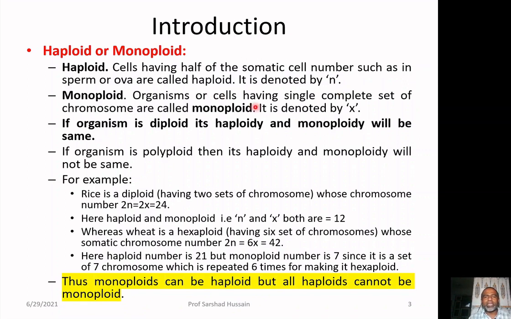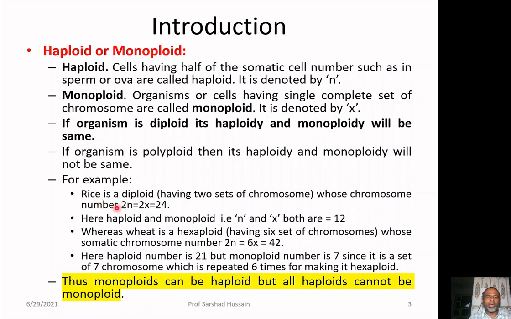Monoploid is a single complete set of chromosome and is designated by x. Now, let us try to differentiate between haploid and monoploid, because haploid is again a single set and monoploid is again single set, then what is the difference? Now, if the organism is diploid, then haploid and monoploid are same thing, but if the individual is polyploid, then haploid and monoploid are different thing. Let us consider an example.